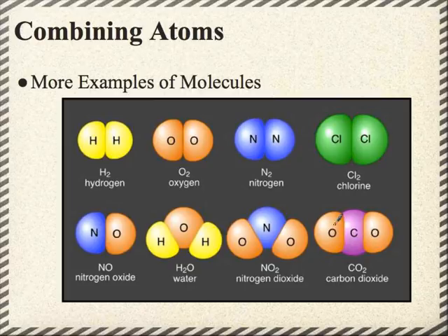Now the bottom four are molecules and compounds. Why? Because you have two different ones combining together. You don't have two O's combining together. You don't have two N's combining. Each one is combining to a different atom. And that's what makes it also a compound. But any atoms that combine together are called molecules. So if you have more than one atom combined together, they're all called molecules. Compounds are just specific types of molecules.